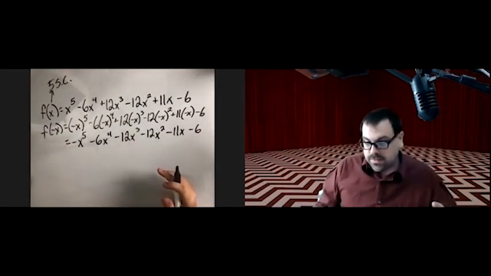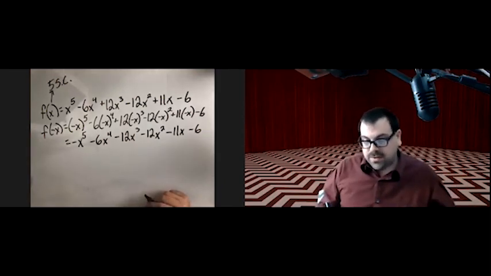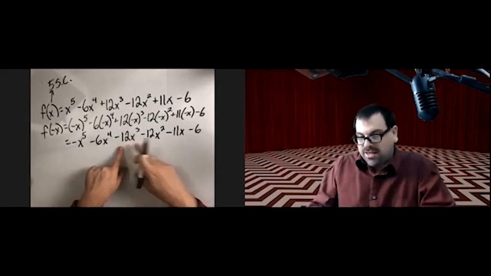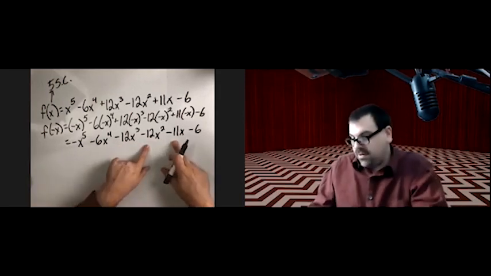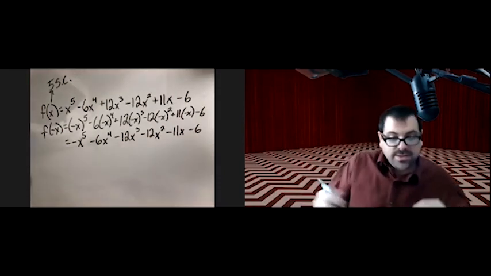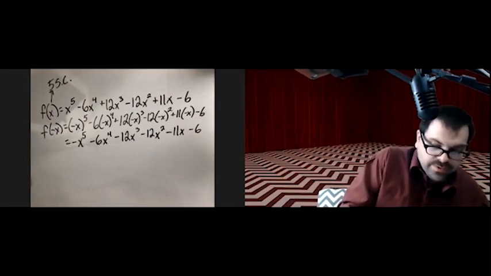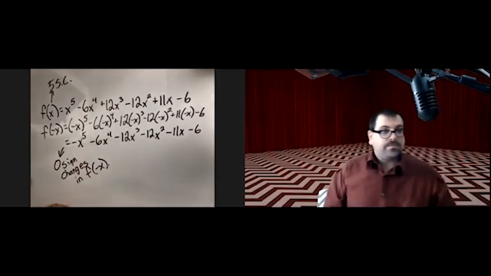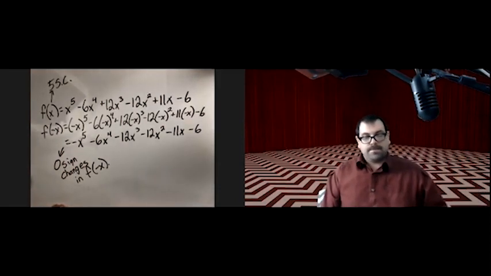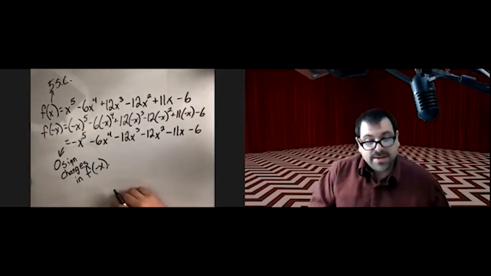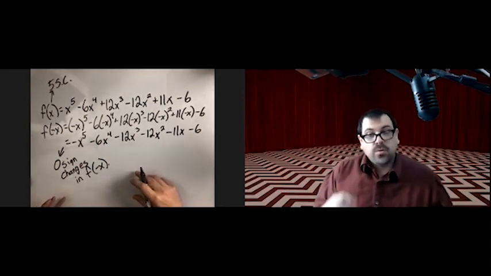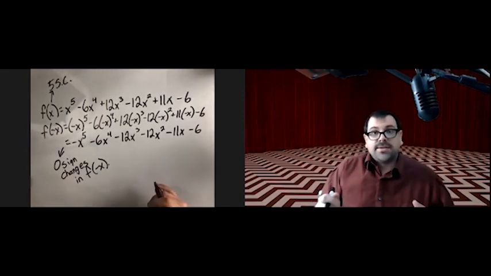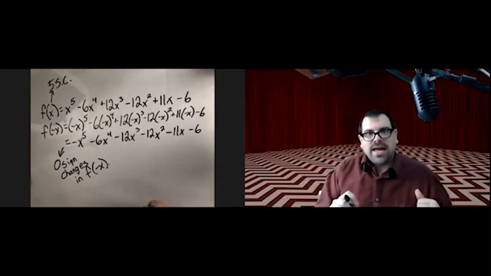Let's count the number of sign changes. We're starting negative, negative to negative, negative to negative, negative to negative, negative to negative, negative to negative. There are no sign changes in f of negative x. So Descartes' rule of signs tells us that means there are no negative real zeros, because it could only be the number of sign changes or 2 less or 4 less or some even number less.